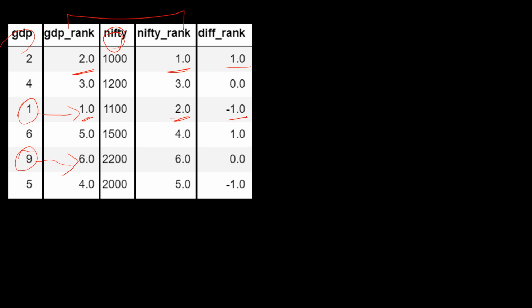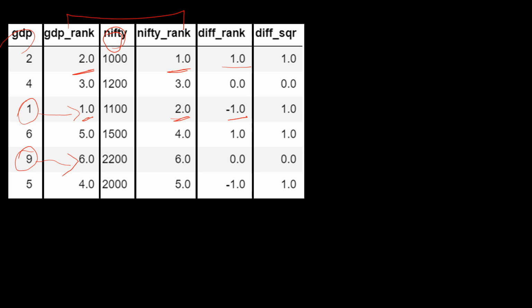Now the next thing is to square these differences. Whatever difference we find in rank, we will just square it. If you take 1 and square it, you get 1. If you take -1 and square it, you also get 1. So if you square any negative value, you get a positive value. Once you are done with this, almost 50% of your work is done, and this seems to be pretty simple, right? You don't have to be confused.